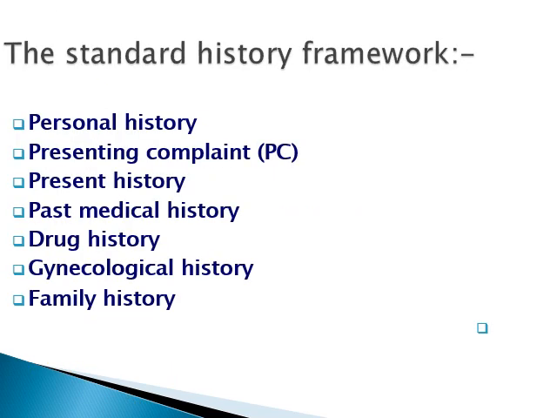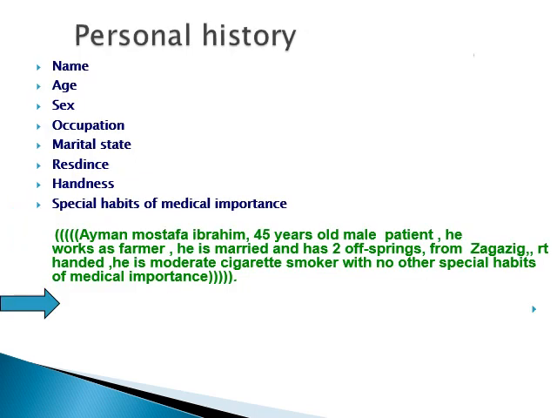The standard framework of the history has some items: personal history, presenting complaint, present history, past medical history, drug history, gynecological history, and family history. Personal history includes the name of the patient, age, sex, occupation, marital state, residence, handedness, and special habits of medical importance.